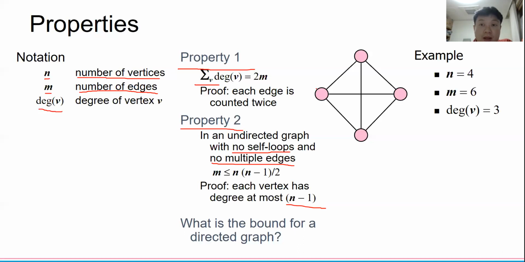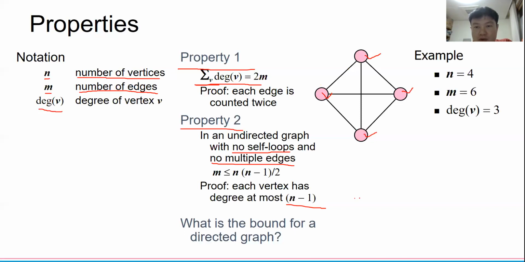Let's see if you have these properties. The summation of all the degrees of v equals 2 multiplied by m. So let's say for this one we have v, so this one is 3, we have 3, 3, and 3.